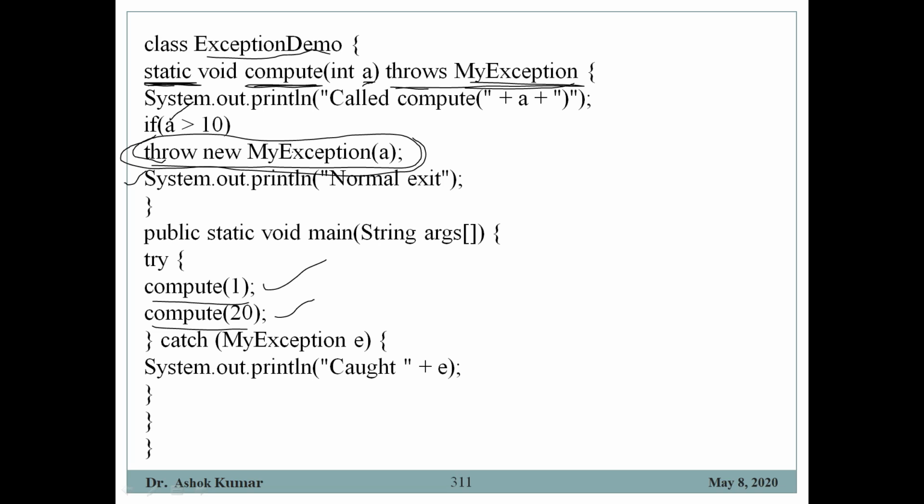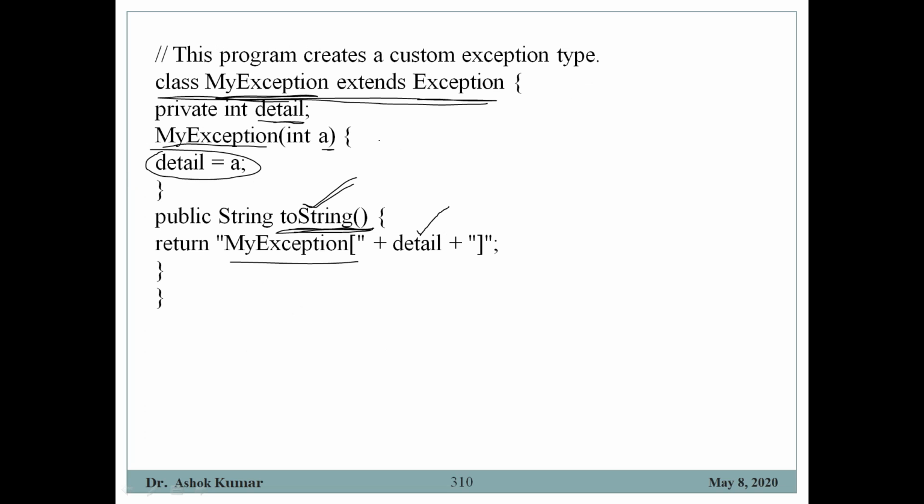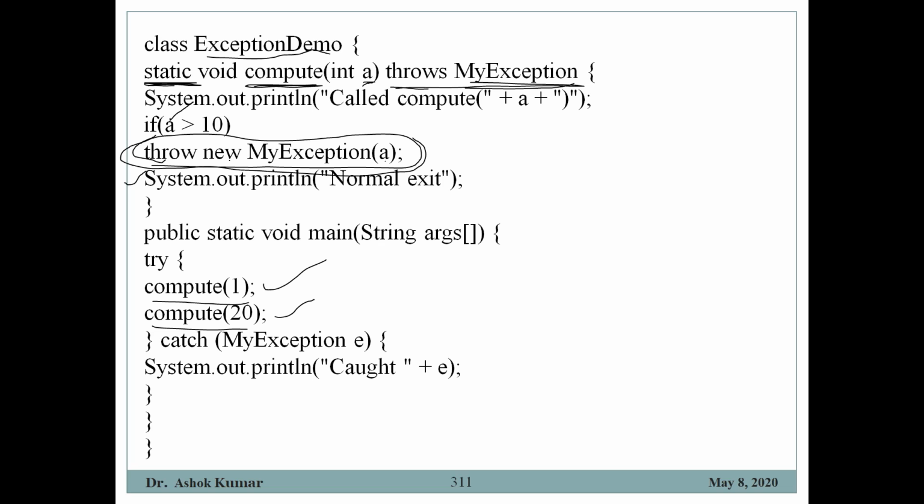So here the myException class constructor will be called with the value of a. This 20 will be passed to this constructor, and this will assign 20 to the detail member of the object that will be created. This object will be thrown because this method is not handling the exception. That's why we have written over here throws myException, because it throws an exception of type myException.